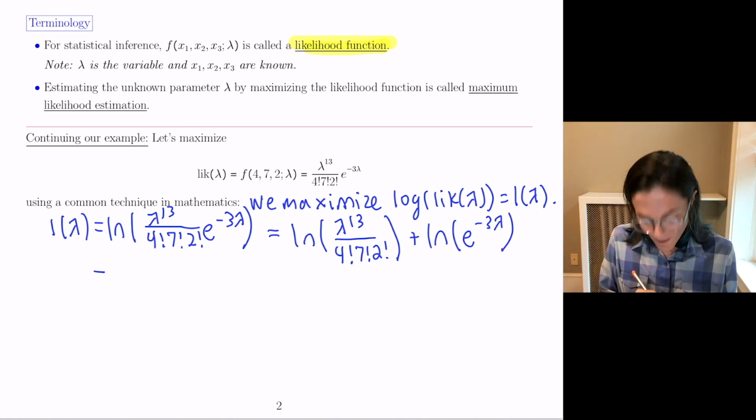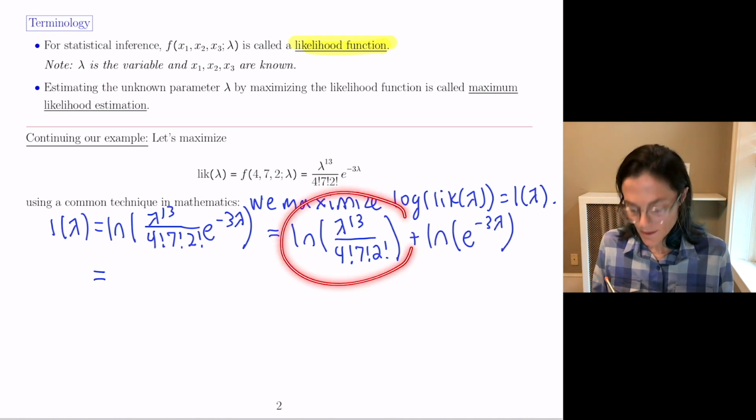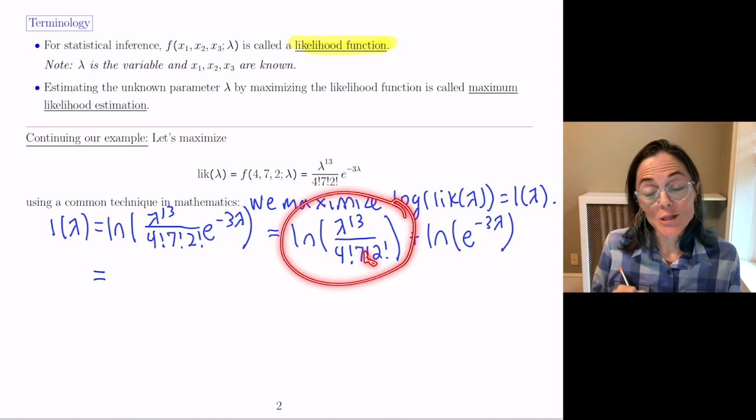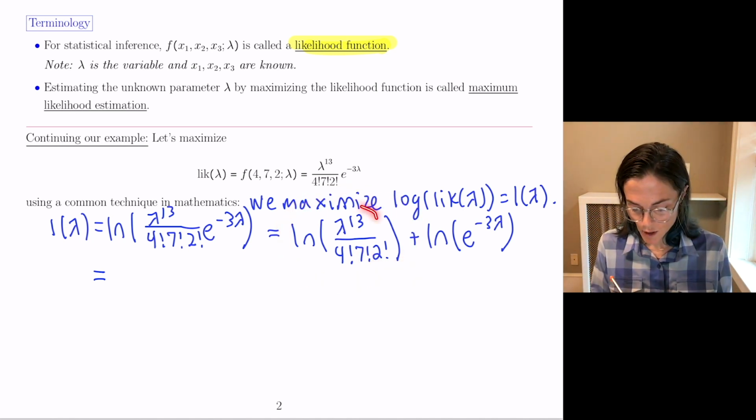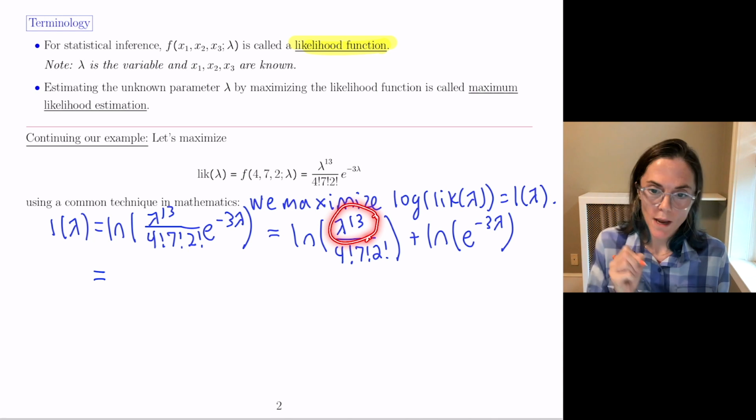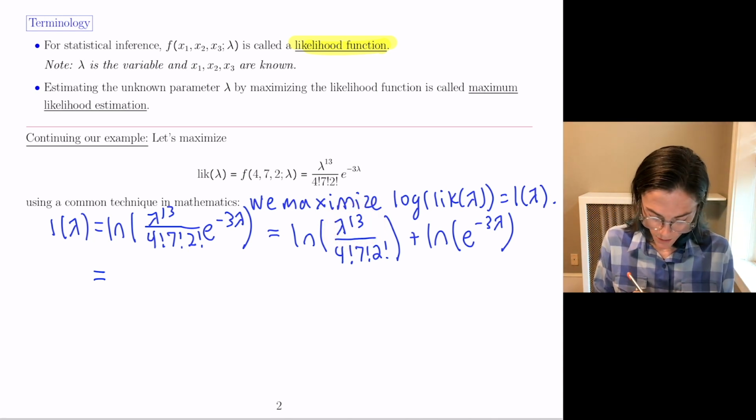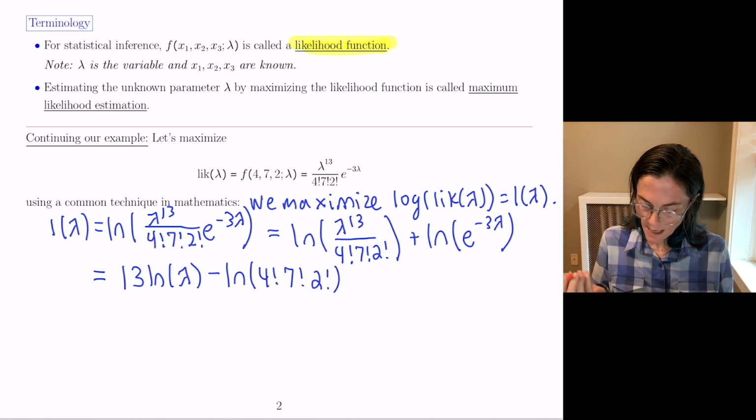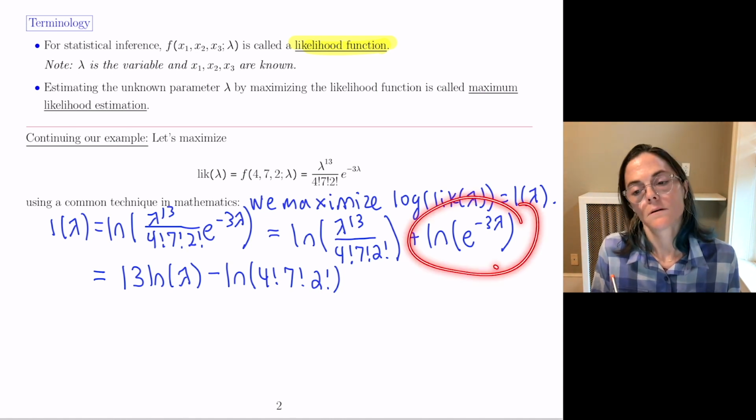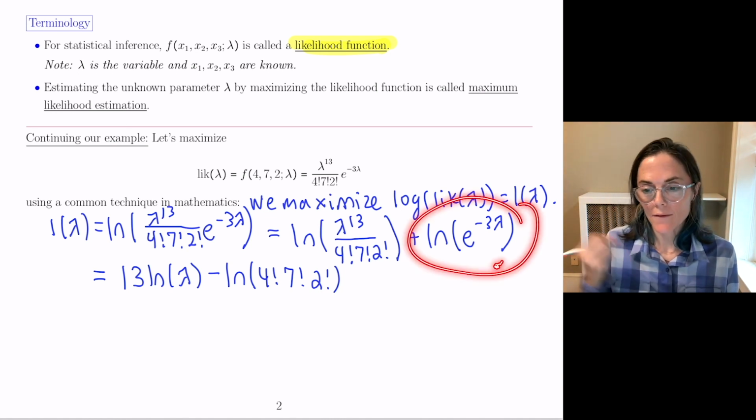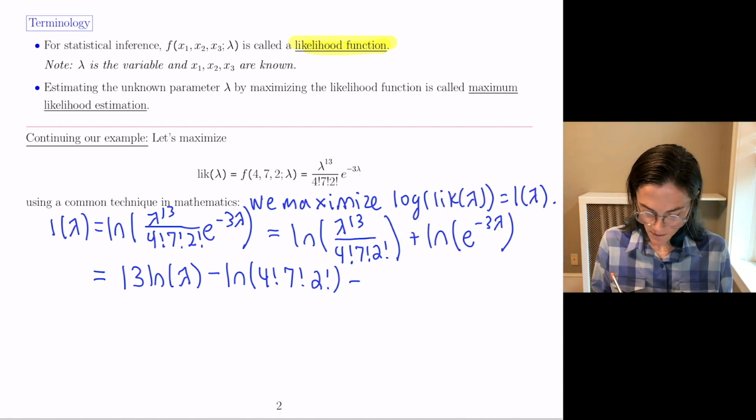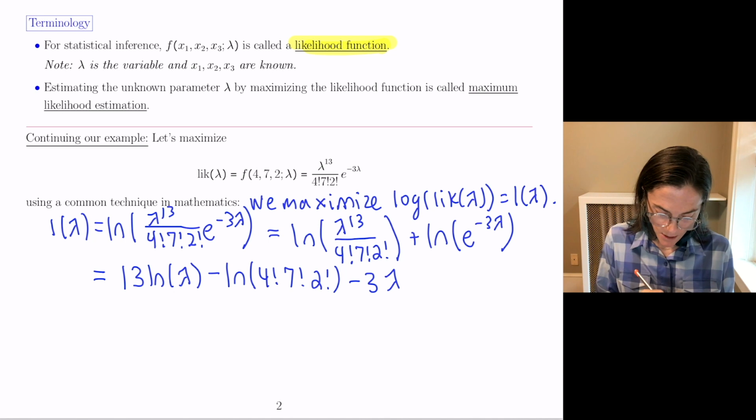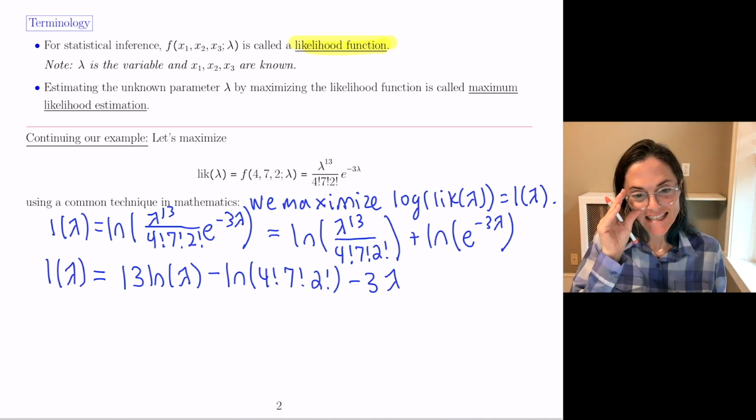We keep going with our log properties. Now, here, technically it would be 2 steps. I have a quotient, and then in this numerator, I have a power, but I might just write it in 1 step. So we will have 13 ln of lambda minus ln of 4 factorial, 7 factorial, 2 factorial. And then this part's very nice. Natural log of e to a power is just the power. So we have minus 3 lambda. Okay, here's my log likelihood function.